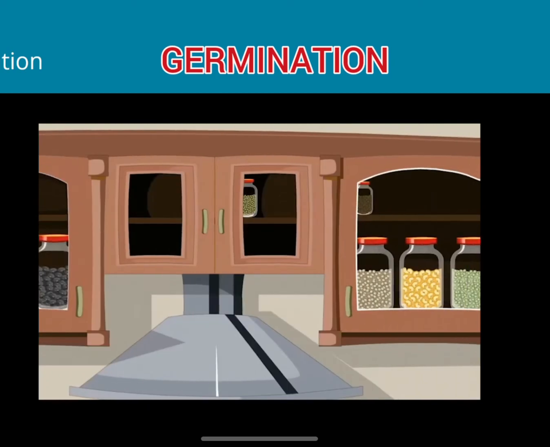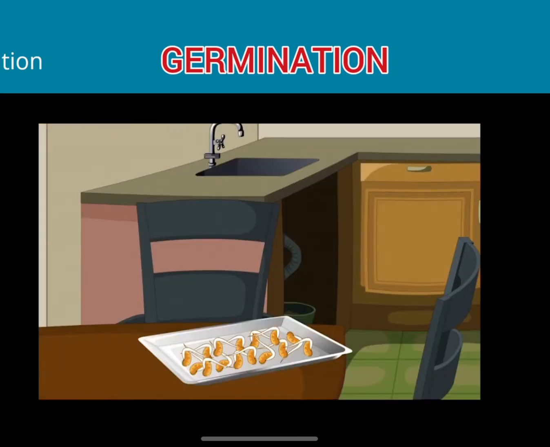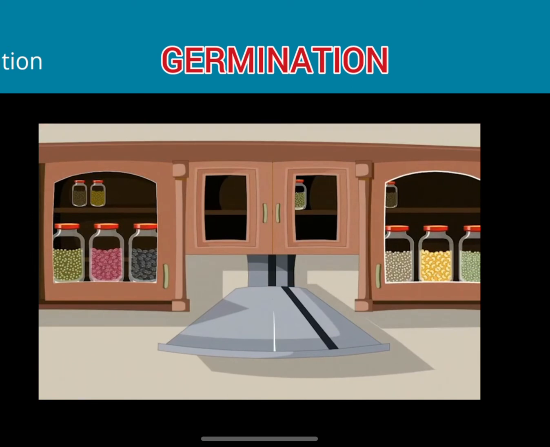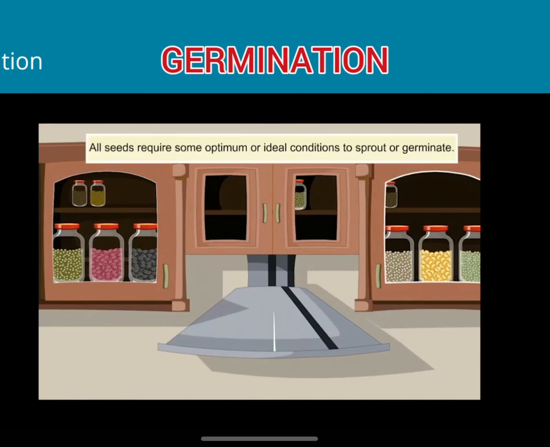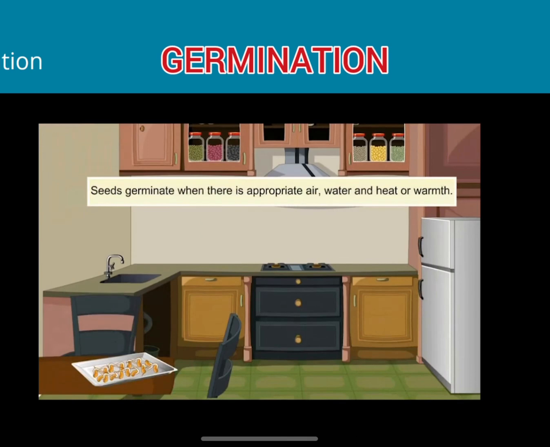Why is it so? And look at this tray. The seeds on this tray are beginning to sprout. But why do you think these seeds are sprouting and not the ones in the jars on the shelf? All seeds require some optimum or ideal conditions to sprout or germinate. Seeds germinate when there is appropriate air, water, and heat or warmth.